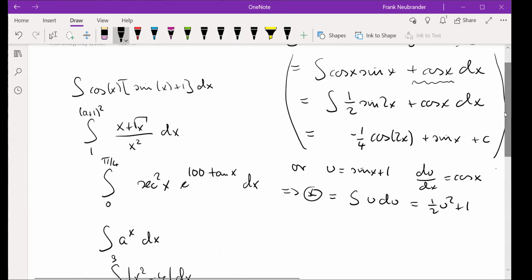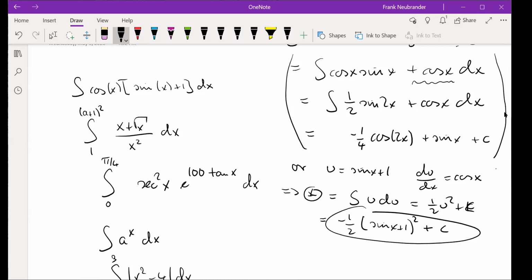And 1/2 u squared gives you then the same as 1/2 sine x plus 1 squared plus, why do I have 1/2 u squared plus 1? Where does the plus 1 come from? I have no idea. It's plus c, plus a constant. So we have here the result.